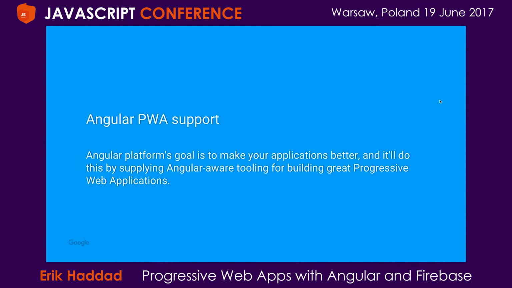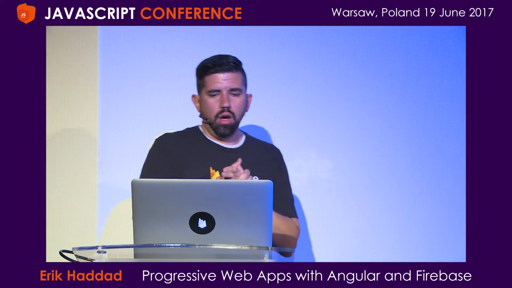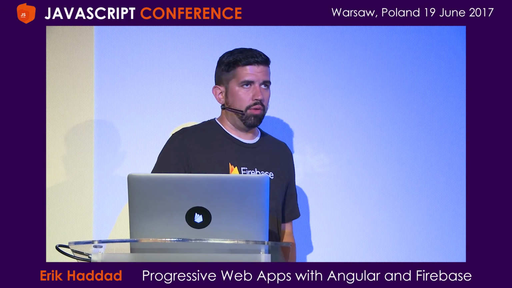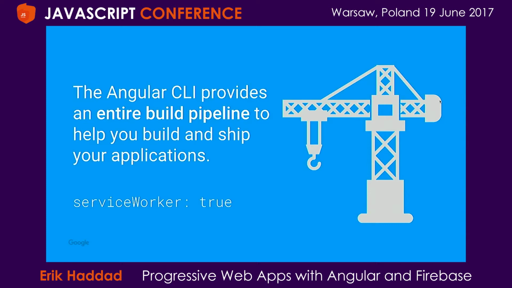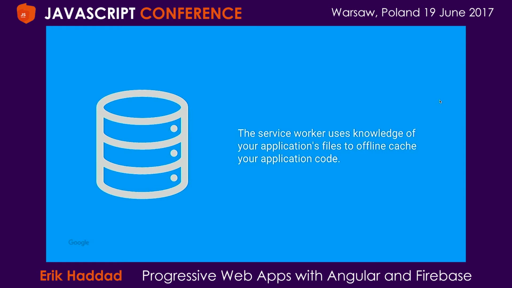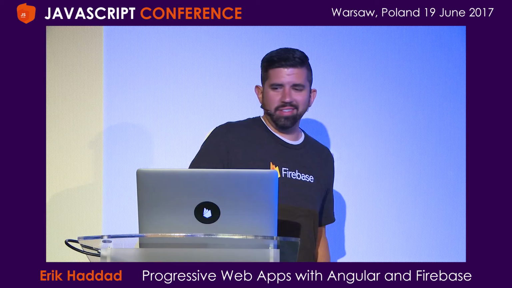And we talked about Angular. The Angular team at Google is focused on making the applications better and supporting PWAs by default, and giving you adequate tooling and a powerful CLI behind it. We've talked about the Service Worker quite a bit today. Here's a quick description of what it is. Let's visualize it. So the Angular CLI, just by flipping a bit, service worker true, should enable your app to be PWA compliant. The Service Worker is the magic behind the scenes. It uses the knowledge of your application's files to act as a proxy and serve things from cache. There it is, being a proxy.